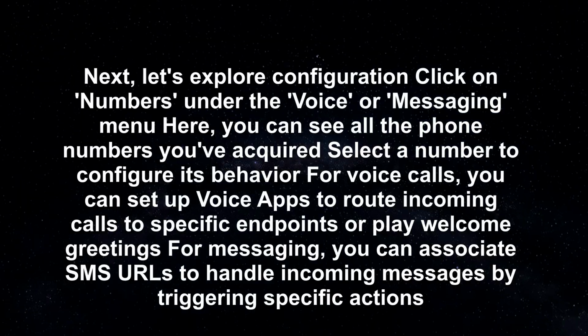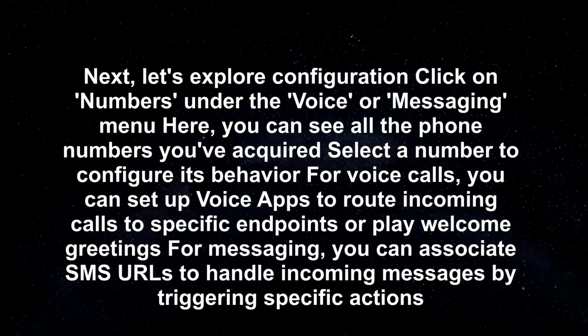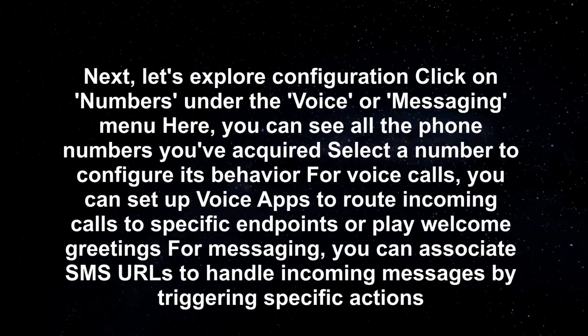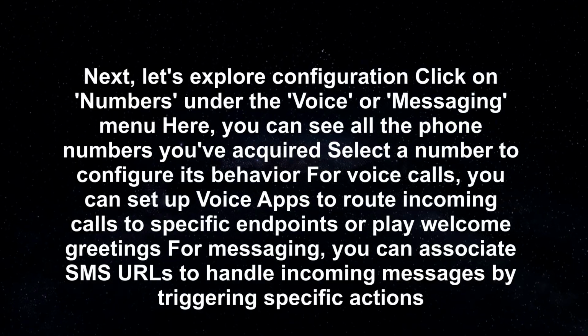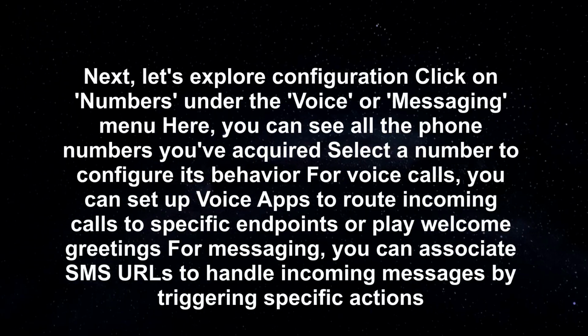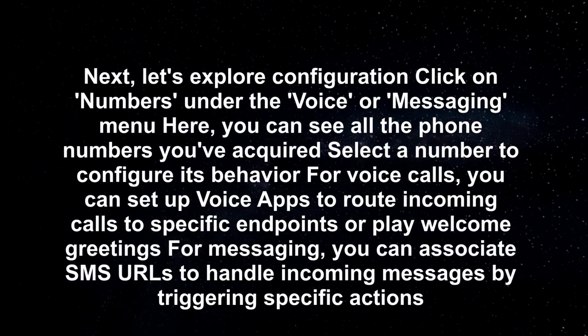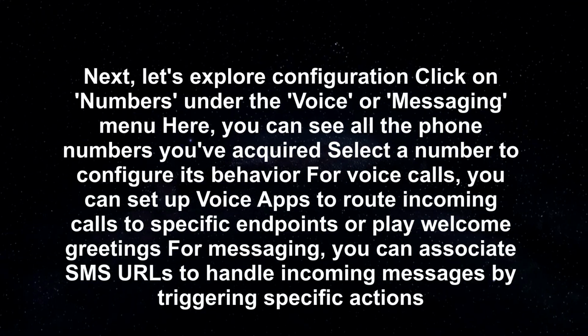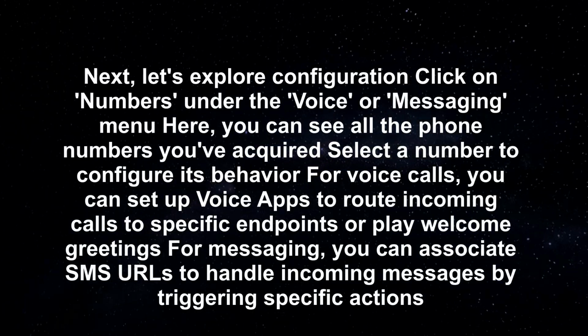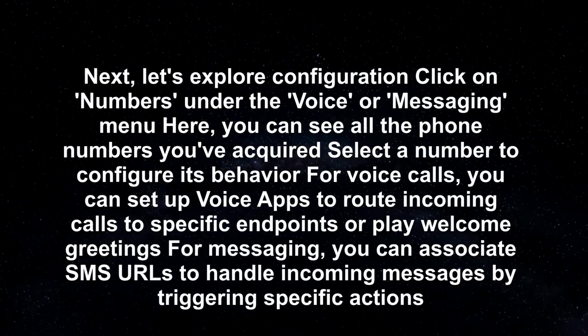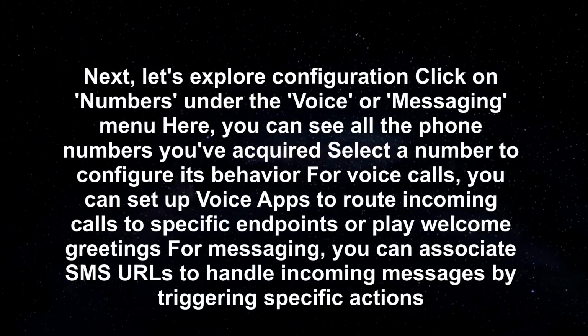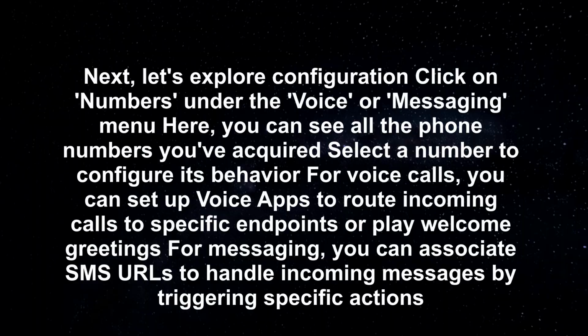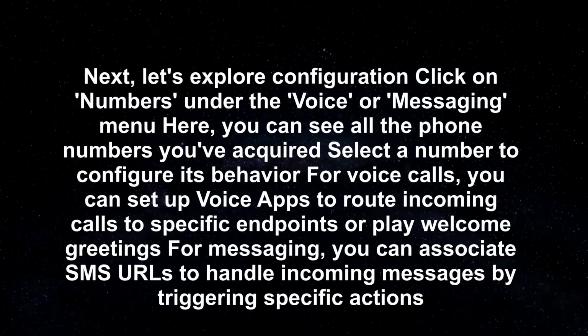Next, let's explore configuration. Click on Numbers under the Voice or Messaging menu here. You can see all the phone numbers you've acquired. Select a number to configure its behavior for voice calls. You can set up voice apps to route incoming calls to specific endpoints or play welcome greetings. For messaging, you can associate SMS URLs to handle incoming messages by triggering specific actions.